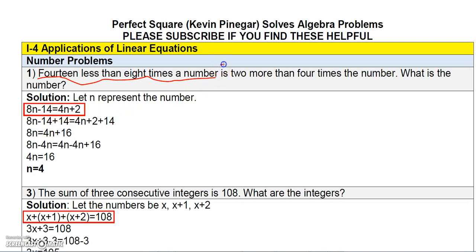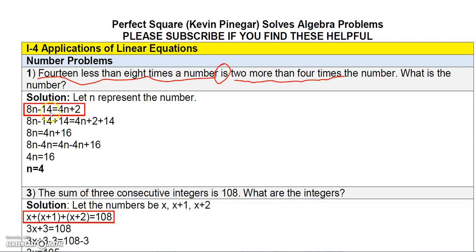And then where it says is, that's the same as an equal sign. So that is equal to what? It's equal to 2 more than 4 times the number. So now on this one I could do 2 and then plus 4 times the number, but I like to do 4 times the number plus 2. So since the number is n, then this part would be 4 times n plus 2. So there's my equation: 8n minus 14 on the left has to equal 4n plus 2 on the right.